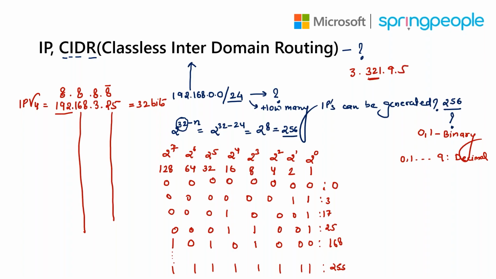3.3.321.9.5. How can it become 321, sir? Even if all the 8 bits are 1, it can never go beyond 255. So any IP cannot have any octet greater than 255. Fine. But the question is why you are teaching us all those things.